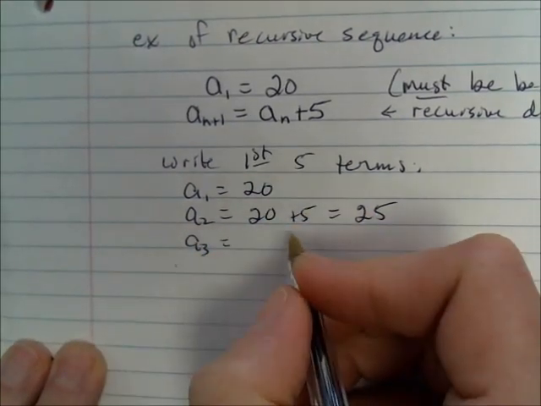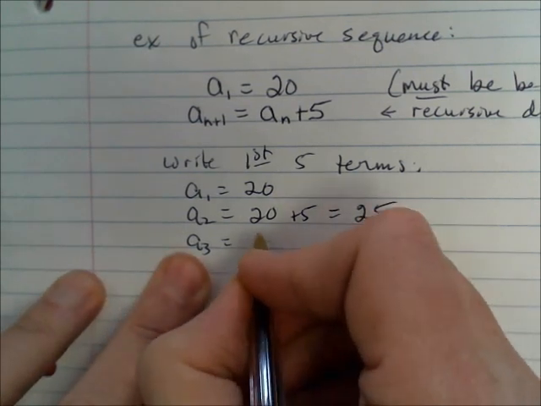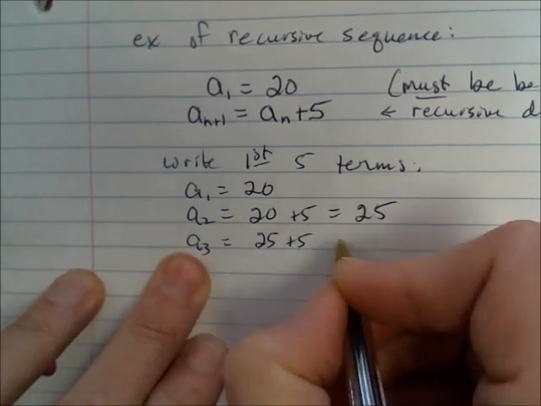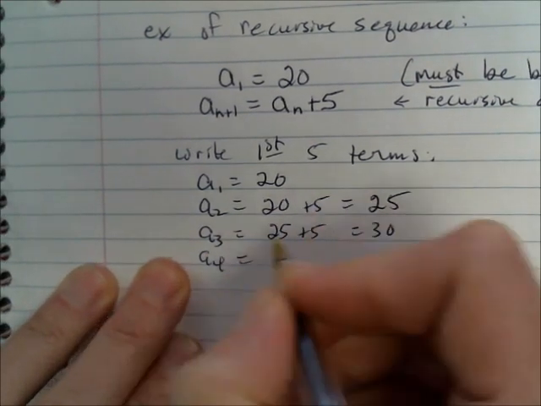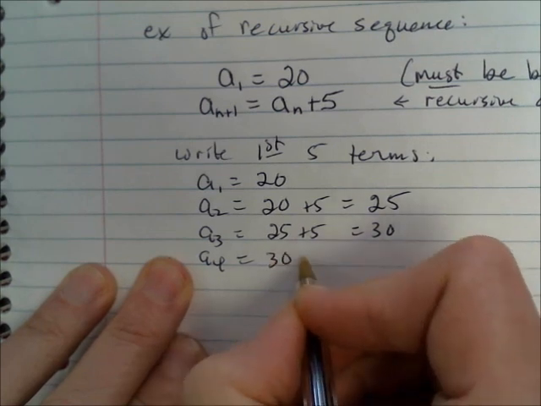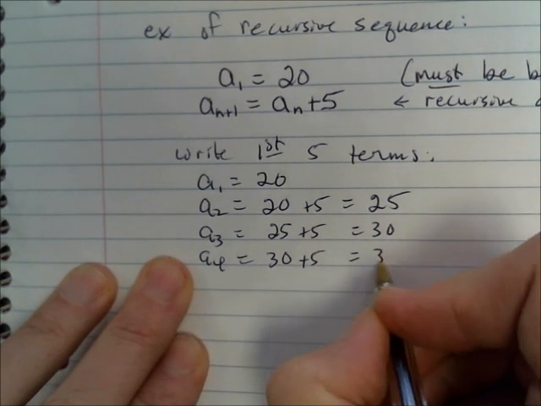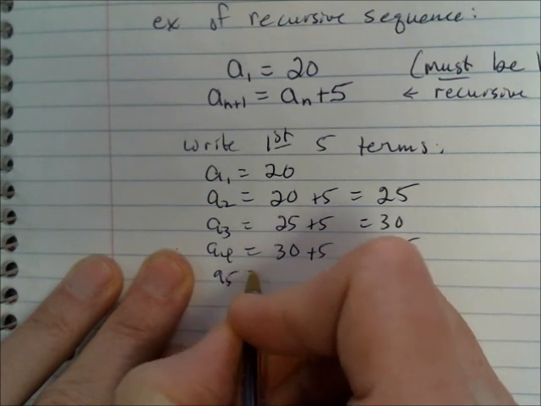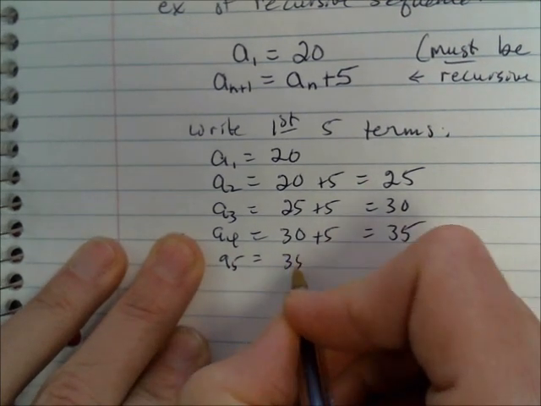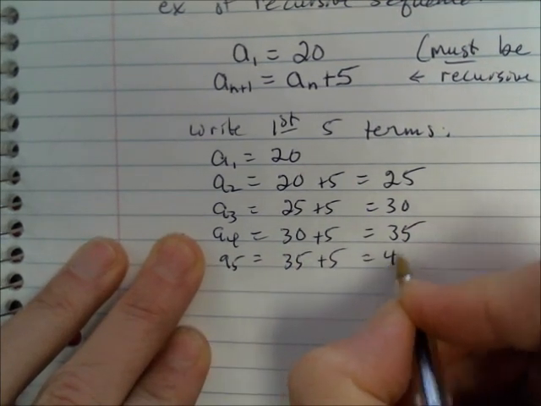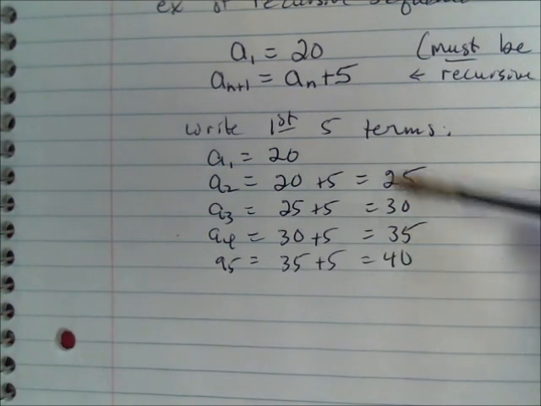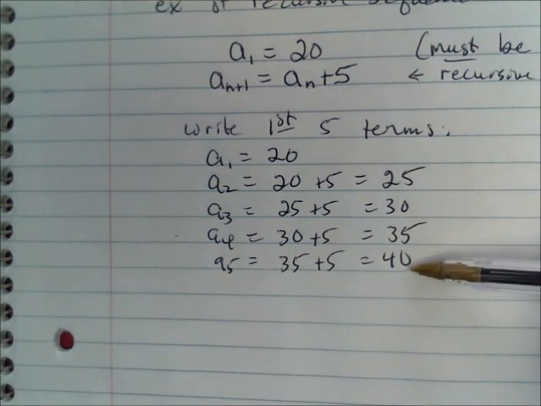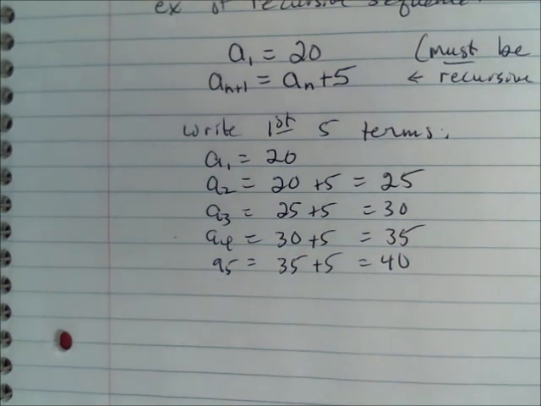The third term is you're going to take the second term and add 5 to it. So the third term is 30. The fourth term, you're going to take the third term and add 5 to it. So you got 35. And the fifth term, you're going to take that previous term, which is 35, and add 5 to it, and you got 40. So the first 5 terms are 20, 25, 30, 35, and 40. This could be written with an explicit formula, but I've given it to you as a recursive formula.